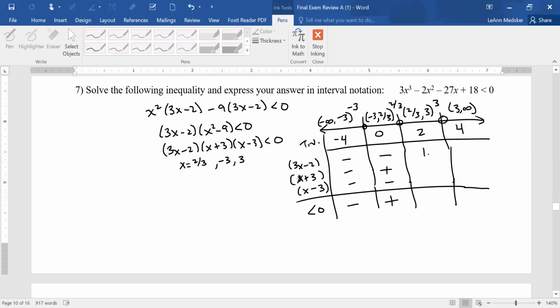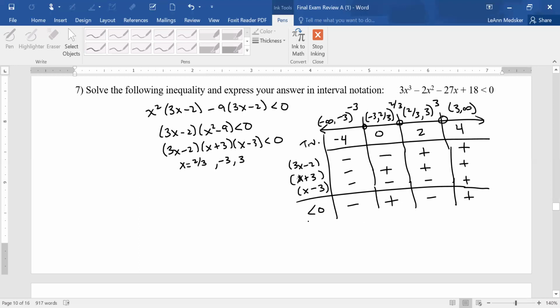6 minus 2 is positive. 2 plus 3 is positive. 2 minus 3 is negative. 1 negative overall is negative. This would be 12 minus 2, so that's positive. 4 plus 3 is positive. 4 minus 3 is also positive, and that multiplies to a positive.